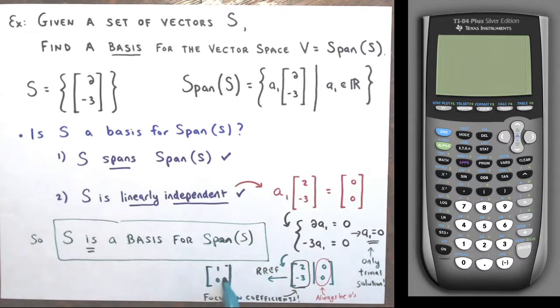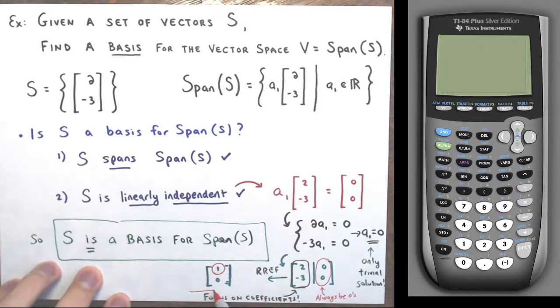And then I look at this and say, well, that implies that a1 must be equal to 0. And 0 equals 0 would be fine. I can ignore that. That's always true. And I get only the trivial solution. And every column has a pivot. This is the pivot here, the leading one.